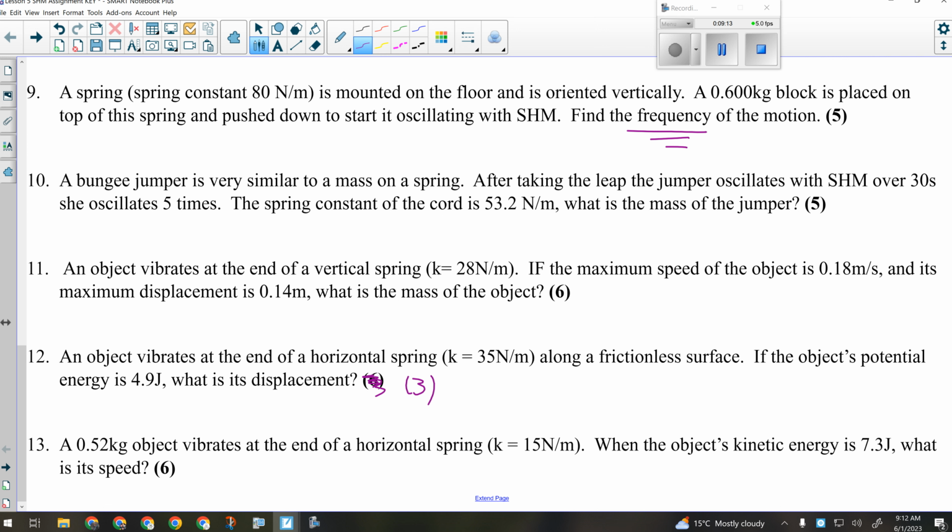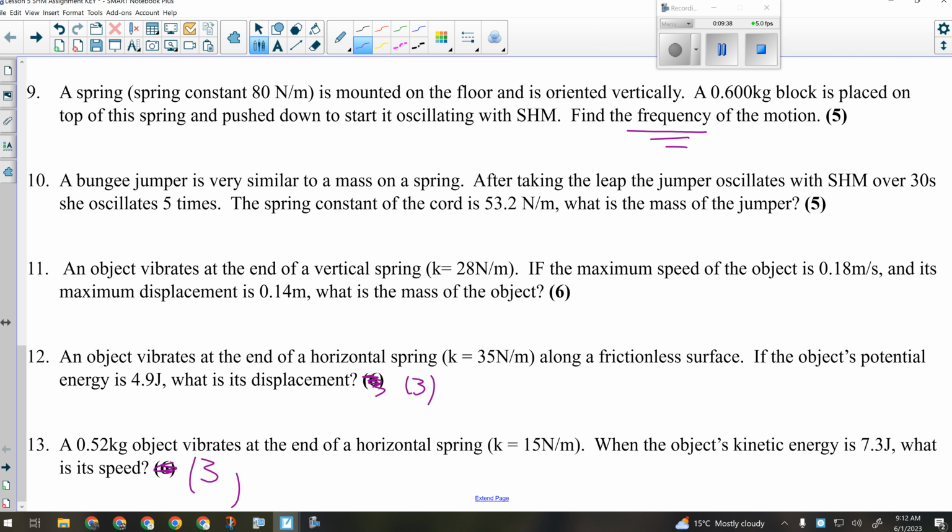So I give you the potential energy, and you just have to find the displacement. So you have a formula for potential energy. Don't overthink it. Same thing for this one, except it's kinetic. The object's kinetic energy is 7.3 joules. What's its speed? Don't overthink it. You have a formula that calculates kinetic energy as well. All right, that's it.